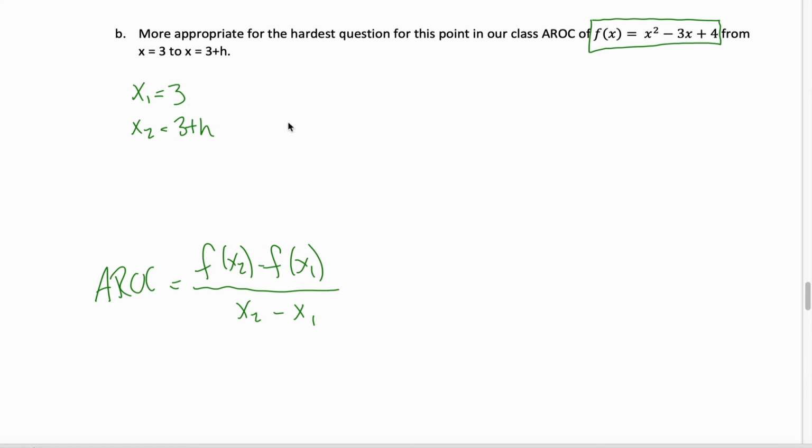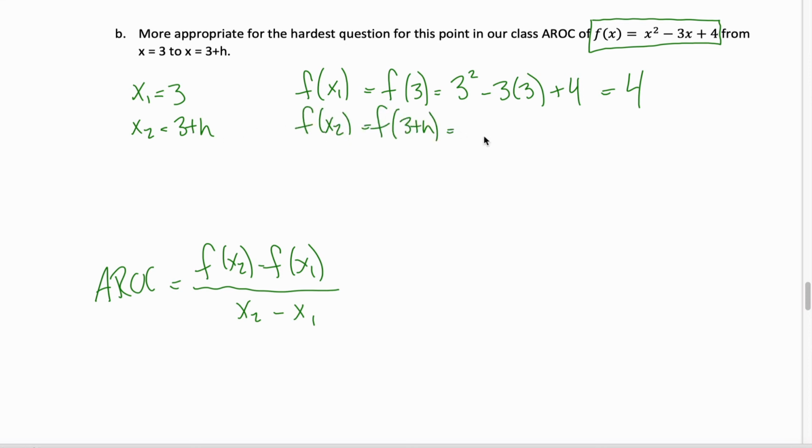The 2 inputs are given to me right here. To figure out the corresponding outputs, I start by putting 3 into this machine. That's easy enough, just copy what I see here, except change all the x's into 3's. So I got 3 squared minus 3 times 3 plus 4, 9 minus 9 plus 4, I think that's equal to 4. And then I take 3 plus h, and I put that into the machine. So I would get (3 plus h) squared minus 3 times (3 plus h) plus 4.